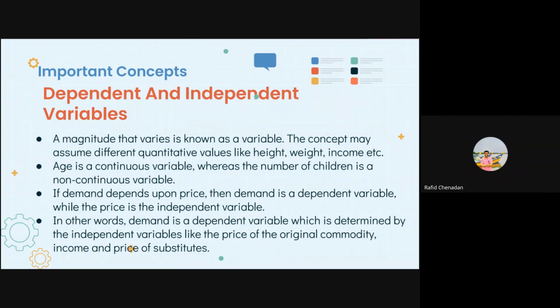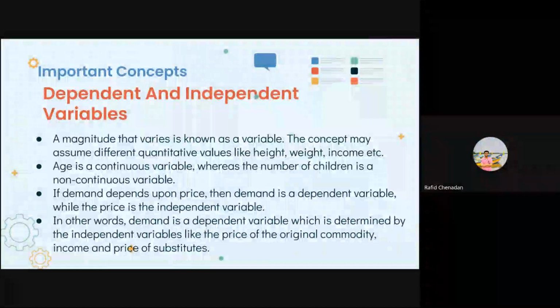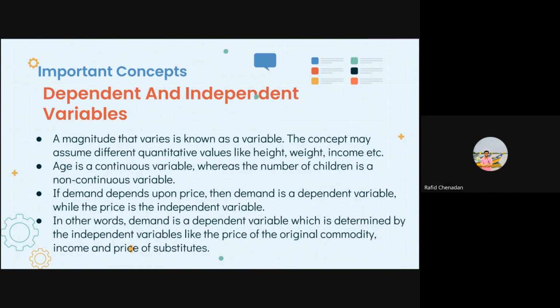Demand is a dependent variable which is determined by independent variables like the price, income, and price of the substitutes. For example, let's say I have an income of 2 lakh per month, a huge income, and that means I can buy gold, right? So in that case, the demand for me decreases because I can buy it without spending much. But when my income goes low, it will be difficult for me to purchase gold. So it also affects the demand.